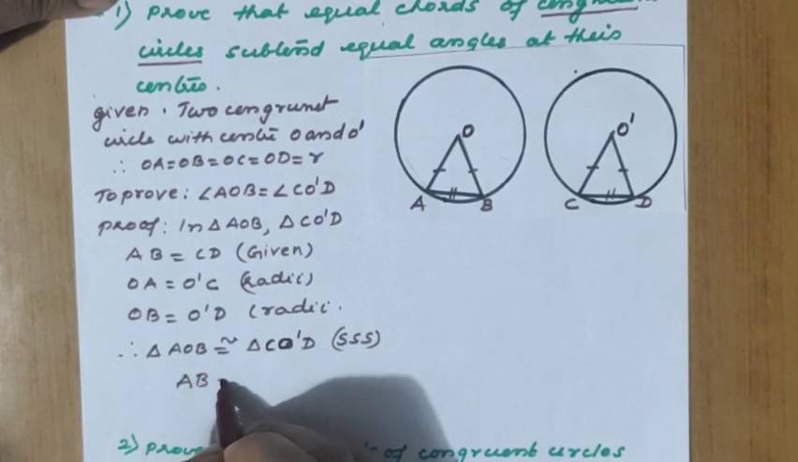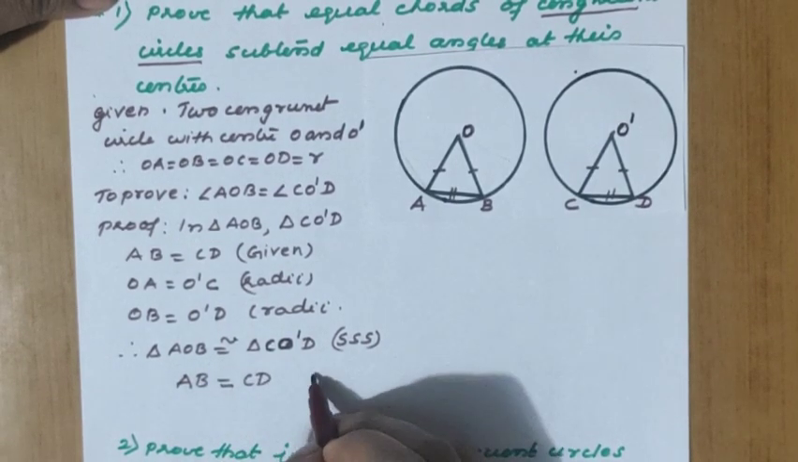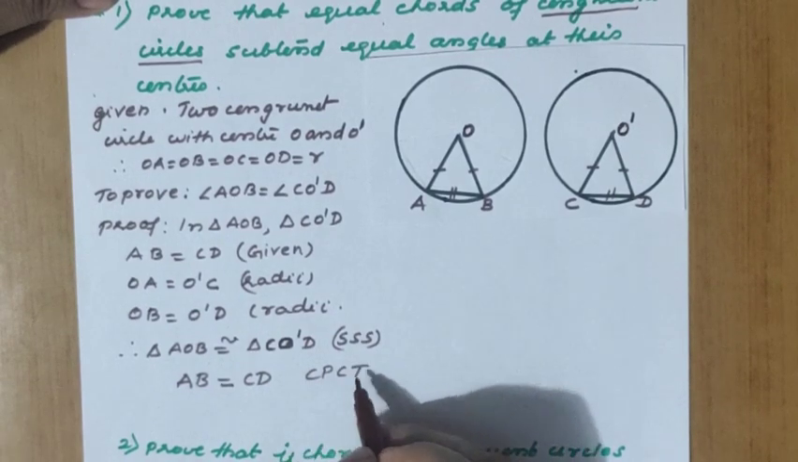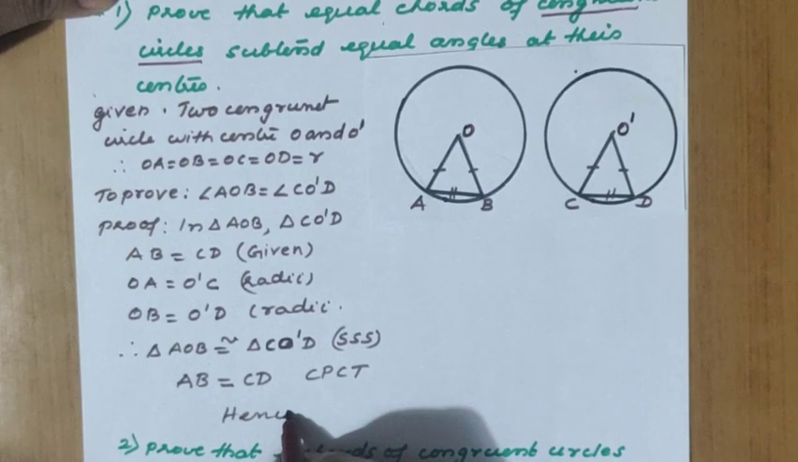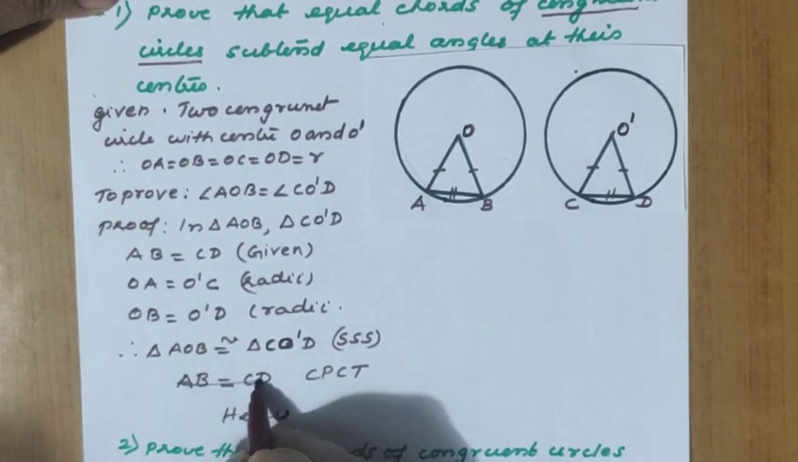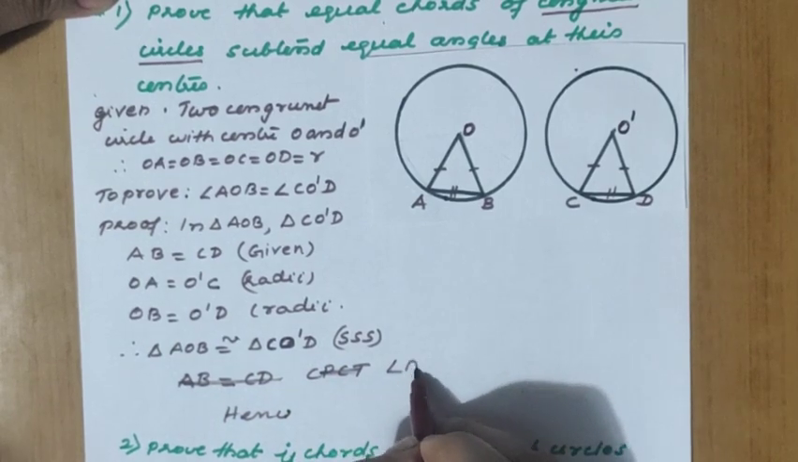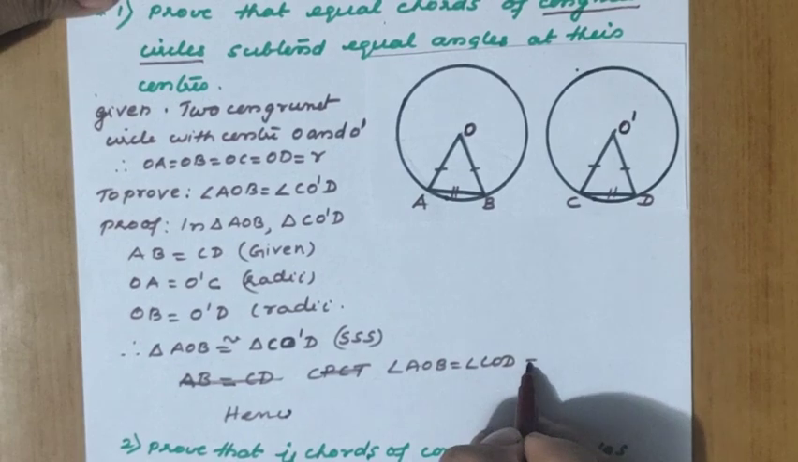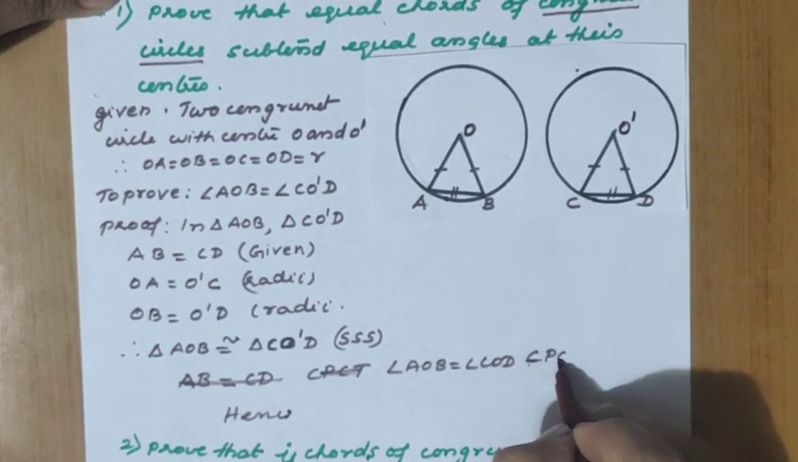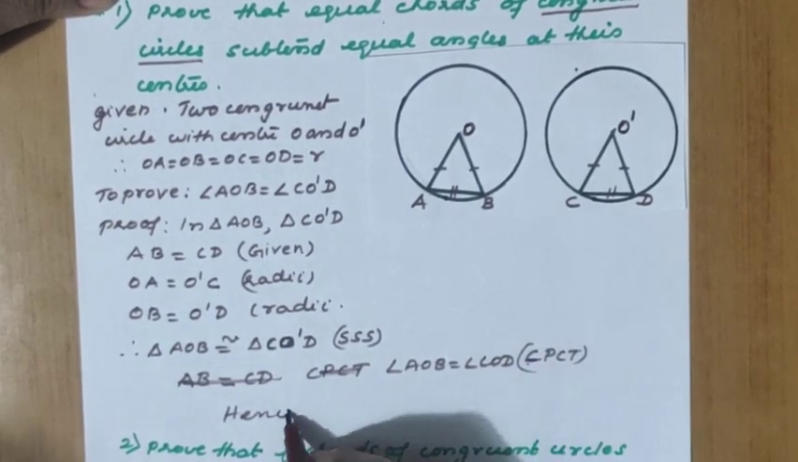Now what is the result for this one? AB equal to CD, CPCT. So hence proved. Sorry, we have to prove the angle only here. Angle AOB equal to angle CO'D, CPCT. Hence proved.